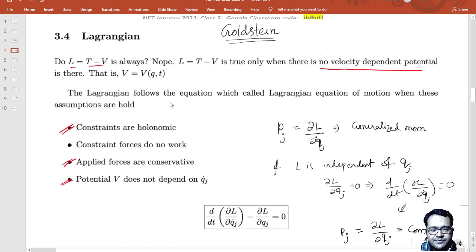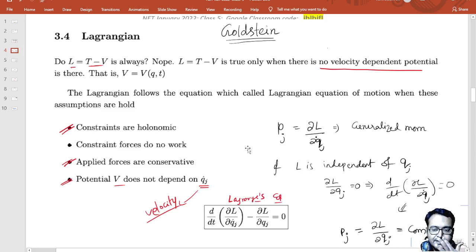The potential V does not depend on velocity. So potential should not be velocity dependent. Then we will apply L equals T minus V, and this is Lagrange's equation, as you know.